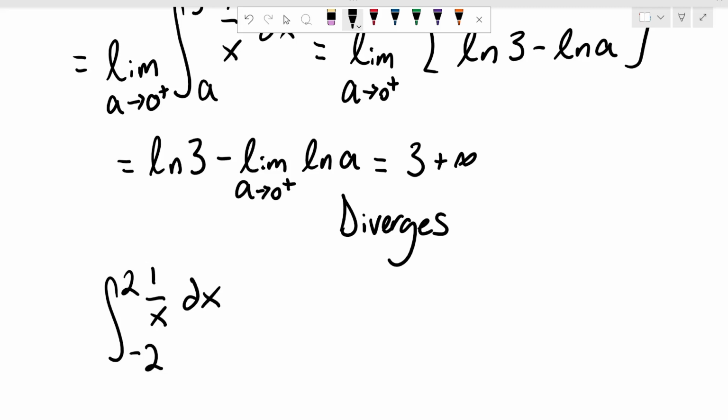if I just asked you to integrate 1 over x from -2 to 2, and you just did it, well, in this case you would get a normal answer, right? Because you're doing the natural log of the absolute value. So you would get the natural log of 2 minus the natural log of the absolute value of -2. So you would essentially get 0, right? But that's not necessarily actually what you would get. This is actually a divergent integral. So you do need to be careful about that.